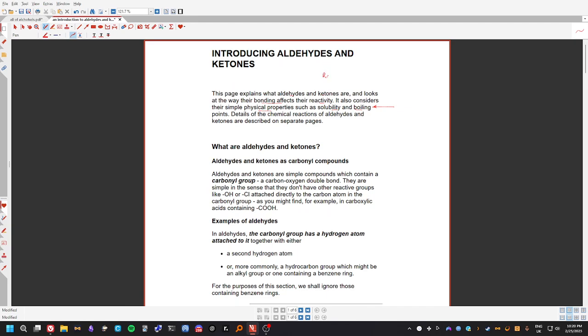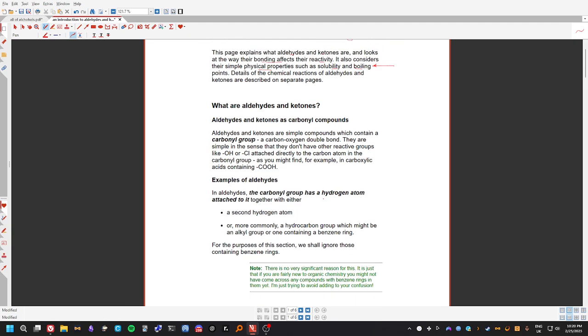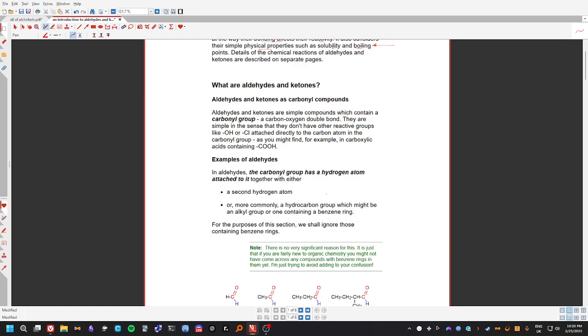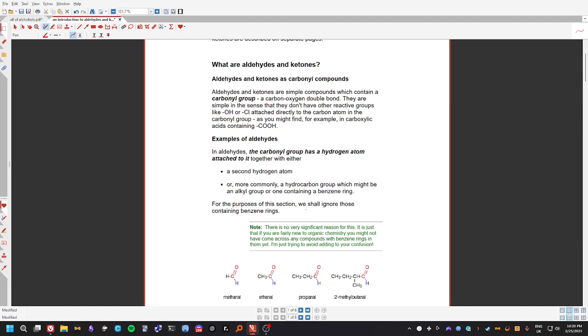So we usually look at reactivity, we look at solubility, we look at boiling point. These are the main three things, okay? And these three things are usually interlinked. Maybe perhaps solubility is not interlinked, but boiling point and reactivity are usually inverse, and they depend on the bonding, which is usually the IMF. Okay, so yeah, reactions of the aldehydes and ketones are described on separate pages. We don't need to know that. We just need to know how they're formed, which is probably going to be the majority of the reactions of aldehydes and ketones. So here we go.